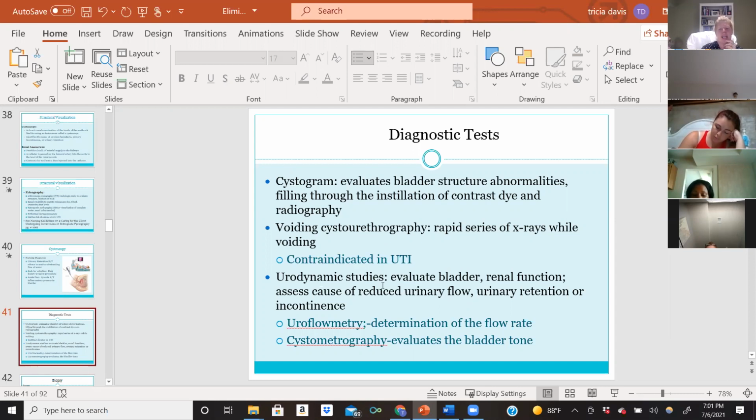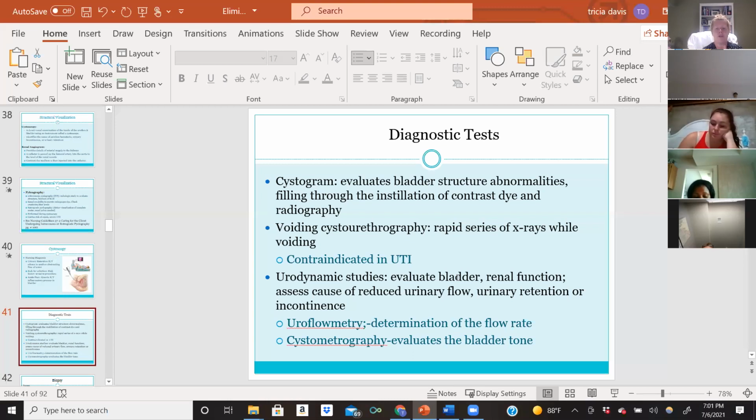You can do different urodynamic studies that evaluate the bladder. It can determine compromised renal function. It can assess the cause of a reduced urinary flow. So if patients come in and say, my flow isn't as strong as it was, especially with men, we see this sometimes with tumors. We see it if their prostate is inflamed. So we could go in there and take a look at things. If they complain of urinary retention or incontinence, because we always want to know what's causing the issue. We can't fix these problems unless we know what's causing them.